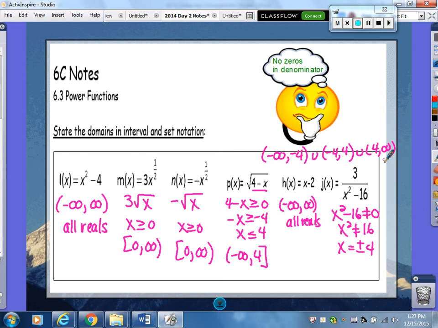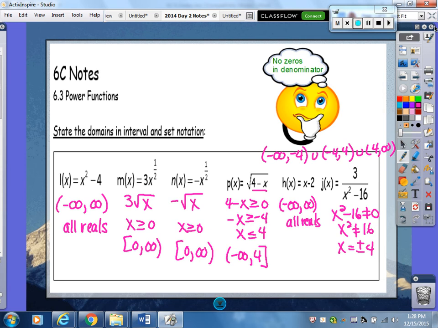Because we want to skip over, so notice they're open parentheses at negative 4 and 4. So basically we're skipping over 4. So all reals but 4 and negative 4. All right, that's domains. Because what we're going to be doing today is we're going to be combining these functions and making new functions and stating their domain, or new expressions and stating their domain.